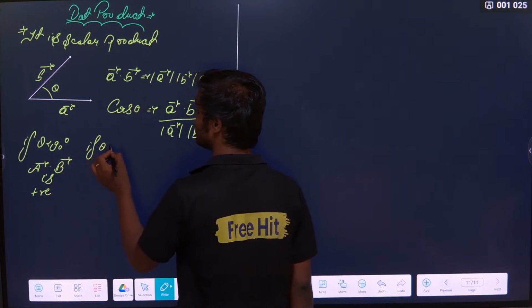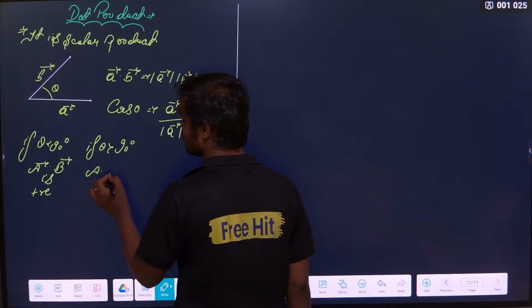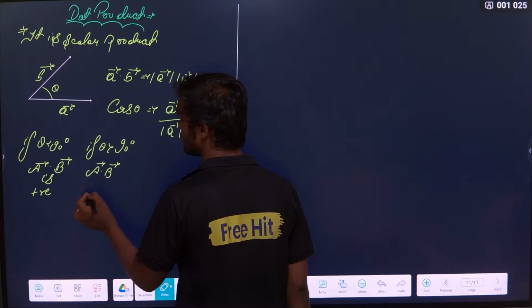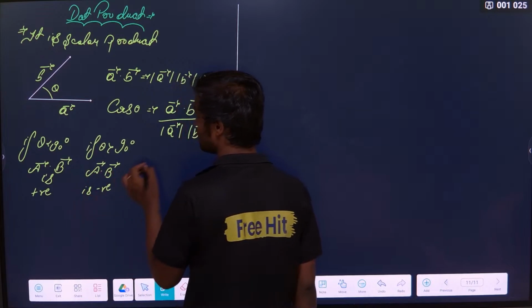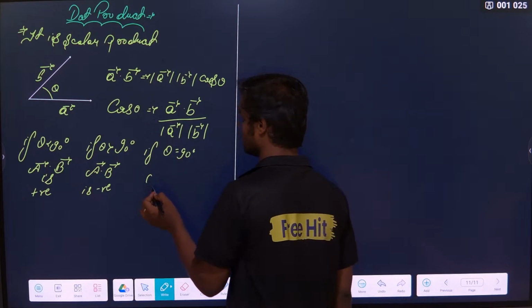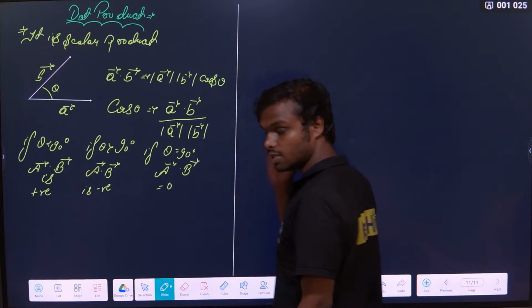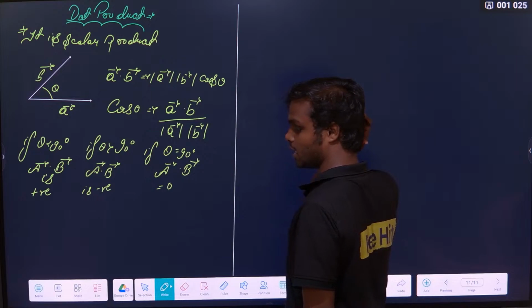If theta is greater than 90 degrees, that means A dot B vector is negative. And if theta is equal to 90 degrees, then A dot B is 0, which means they are perpendicular to each other. Clear? So that is how we have to find the angle between the two vectors.